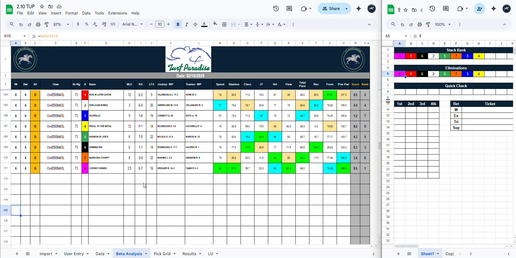Now, one thing that I do notice as I'm looking through these run styles is that there isn't a ton of true speed signed on. I tend to think of true speed as E7s, E8s, because those are horses that are going to go to the lead no matter what.